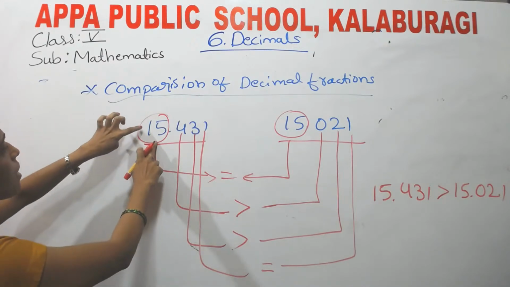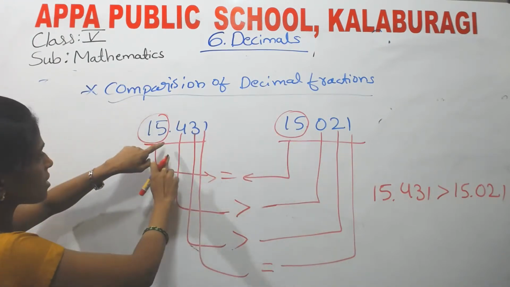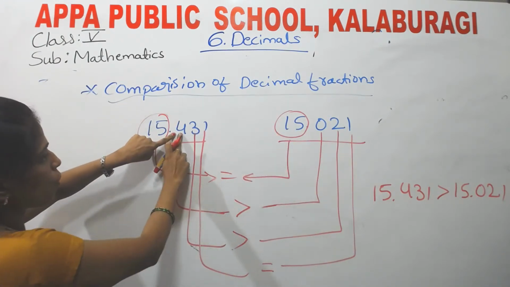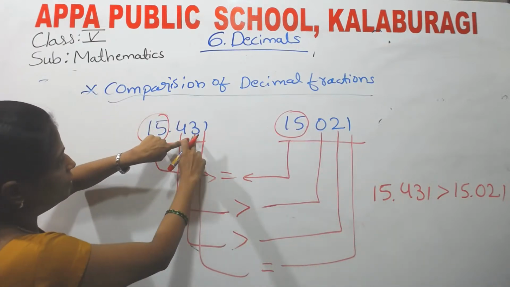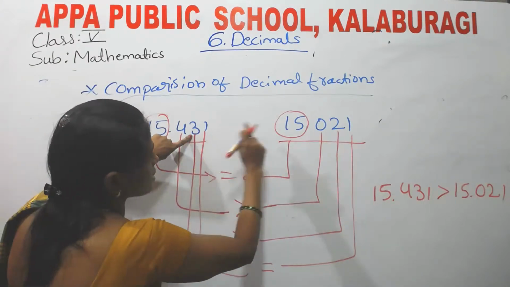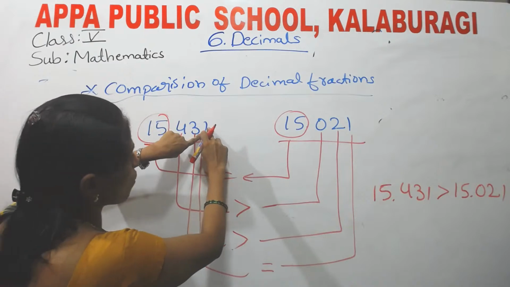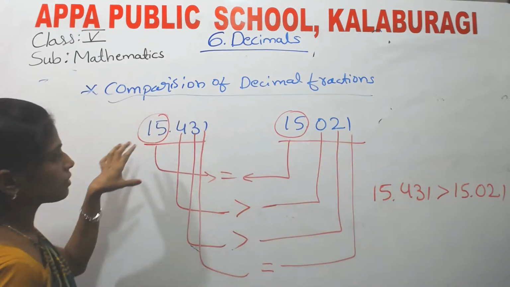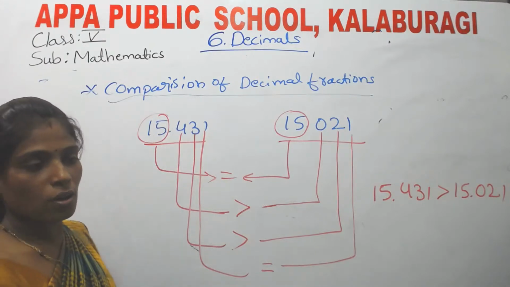See once again, the integral part is 15. These are equal. Next, after the decimal point, 4 here and 0 here. Which is greater? 4 is greater. After this, 3 is here and 2 is here. Which is greater? 3 is greater. After this, 1 and 1 here also. This is equal. So which is greater? 15.431. This is for today's class.